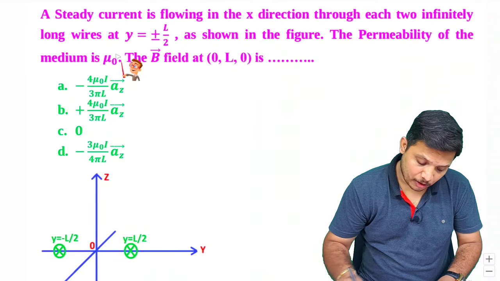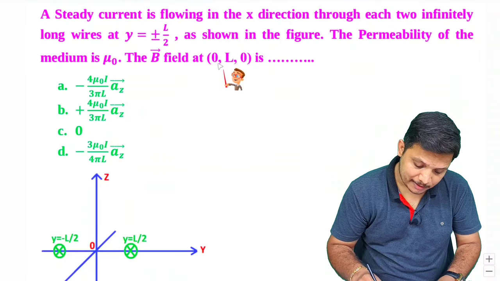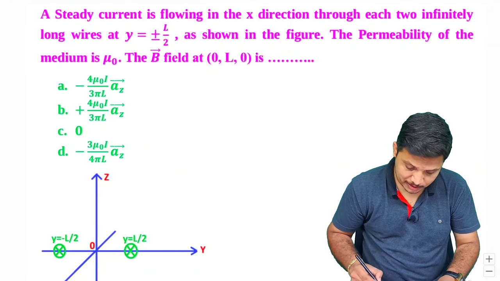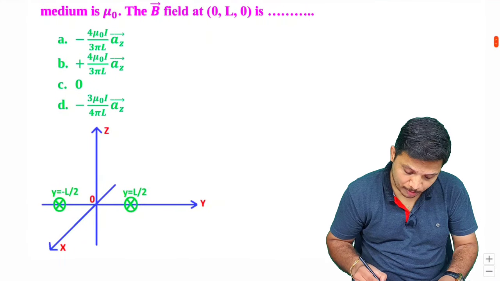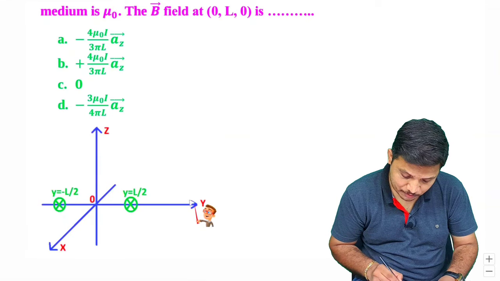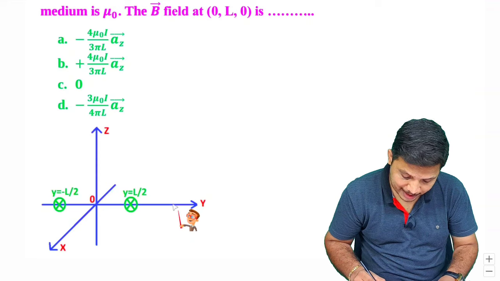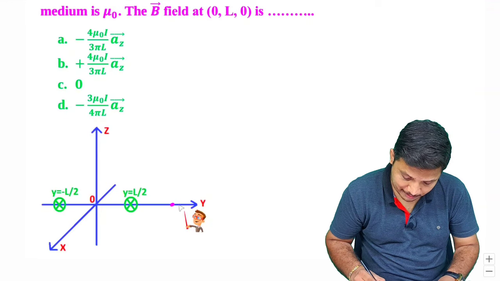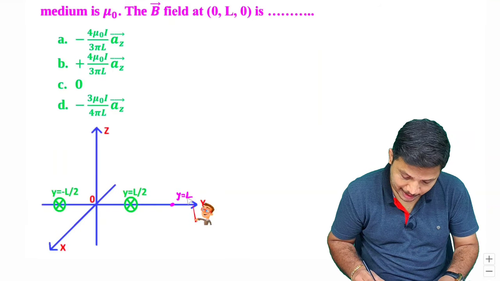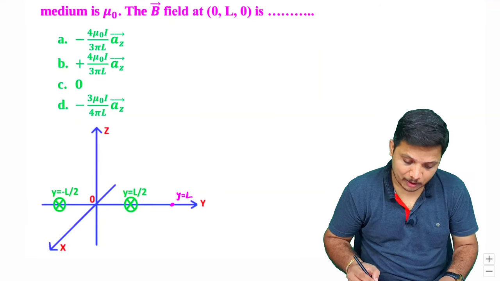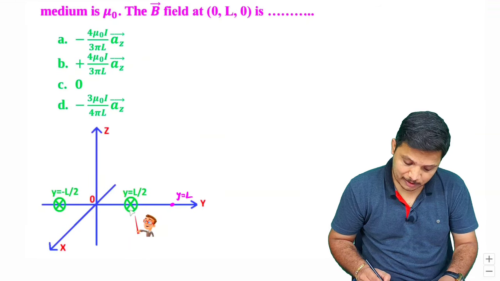The permeability of the medium is mu 0. The magnetic field B at 0, L, 0 is how much? Now what is 0, L, 0? So you see this is the y axis, and 0, L, 0 will definitely be on the y axis. Somewhere there will be 0, L, 0 where y equals L over here. Now we are going to see the magnetic field due to both of these wires.